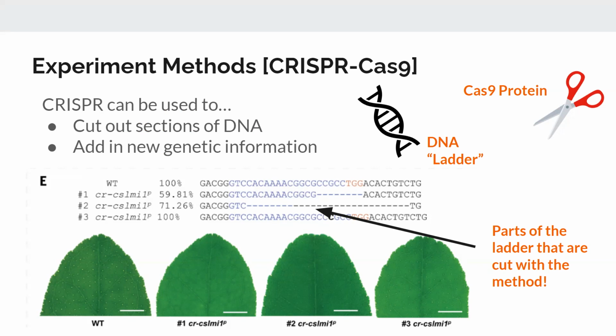Another time they used this method was to determine if a certain part of DNA, the GCC box, decides how a plant develops oil glands. They cut out this specific part of the DNA and examined changes in the plant. And you can see these changes here.